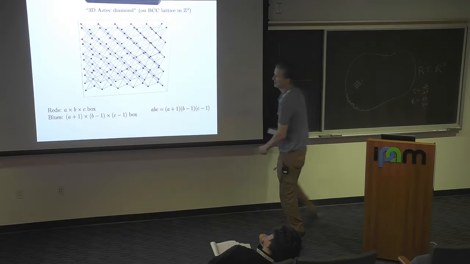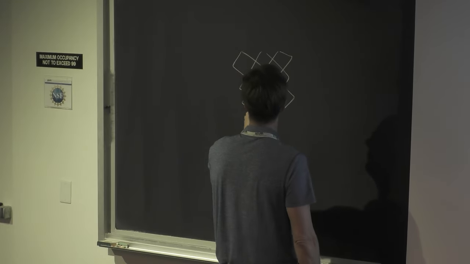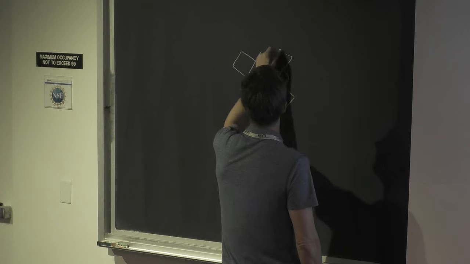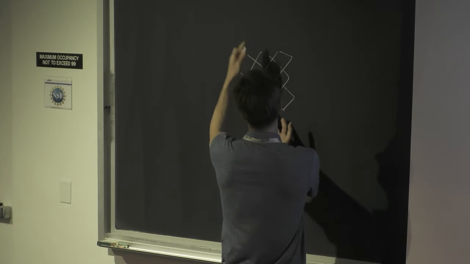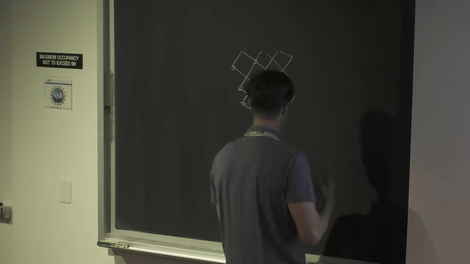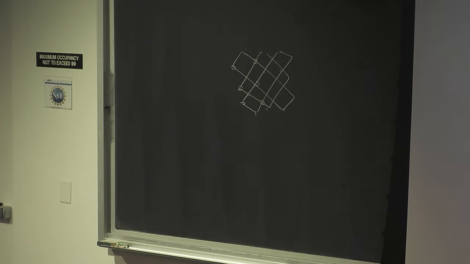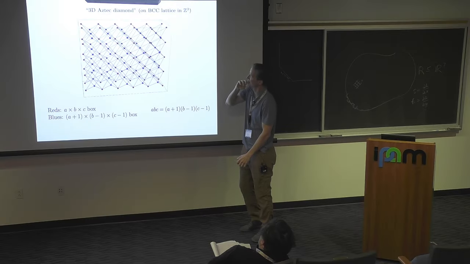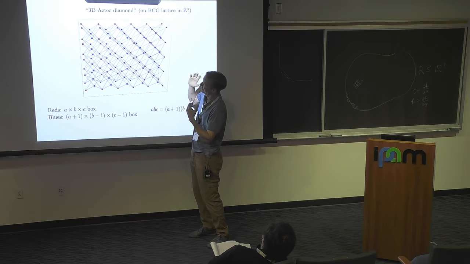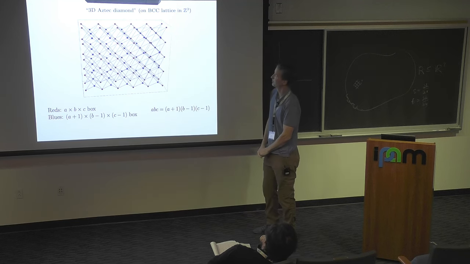Maybe I should draw a picture here. If you take the two-dimensional Aztec diamond and then you draw it on its side, then the black vertices form an n by n+1 grid, and the white vertices form an n+1 by n grid. And in this orientation, it does look like the two-dimensional analog of the BCC lattice. So this should not be too surprising. Anyway, this is a natural thing to try to generalize the Aztec diamond to three dimensions.